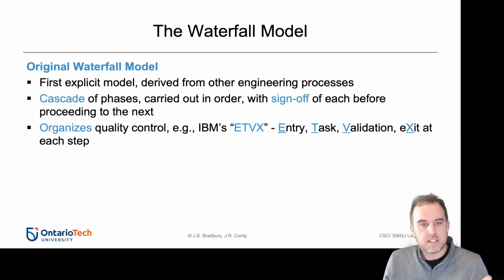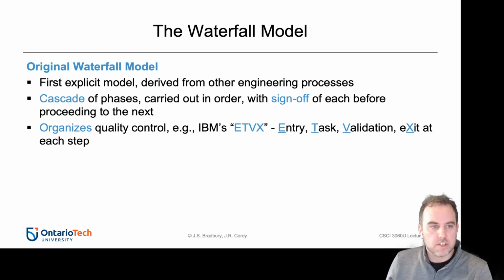And the idea with waterfall is you have these cascading phases, and every time you finish a phase, there's a sign off. There is an example here I have of IBM back in the day. IBM is an enterprise type software company largely. That's what they were doing back when this was around, and they do a lot of enterprise still. What they would do at each stage is they had something called ETVX, where every one of their stages would have an entry into that phase of the waterfall. They'd do the task, they'd validate they did the task, and they'd exit from it. So every stage had those four steps inside the phase.